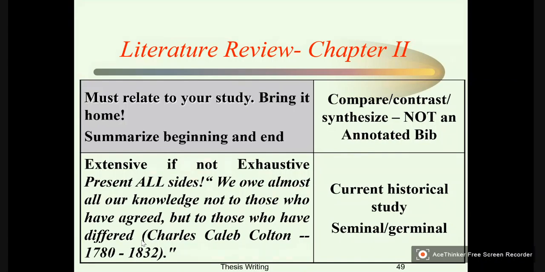It says that whatever information we have got, we owe it not only to those who have agreed on a particular aspect, but also to those who have differed. Like in a story, there will be a hero as well as a villain. Without a villain, there is no hero. Like that, without contradictory ideas, no compromise ideas are acceptable. So the review should be current and historical, seminal and germinal, that means part-wise and integrated-wise.